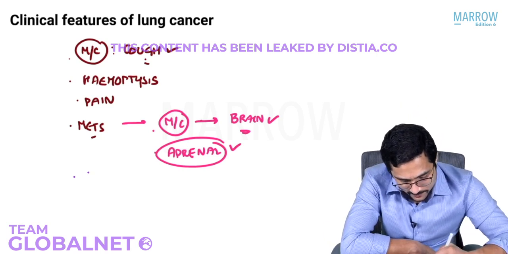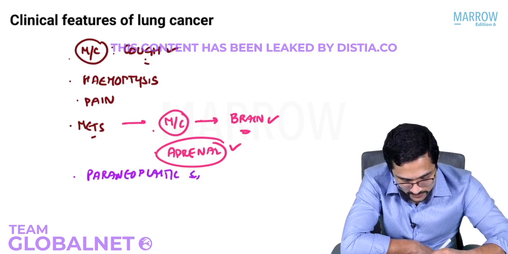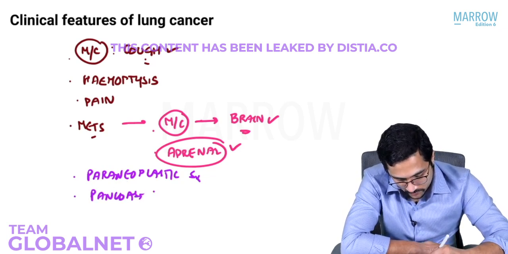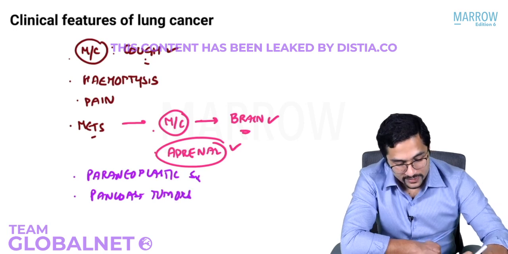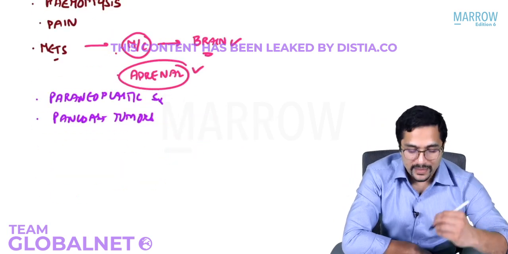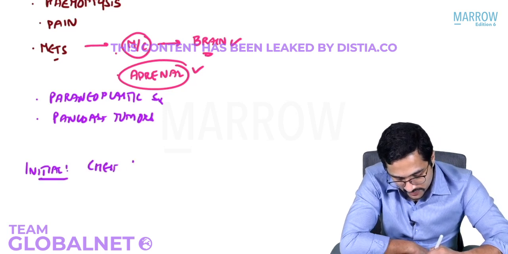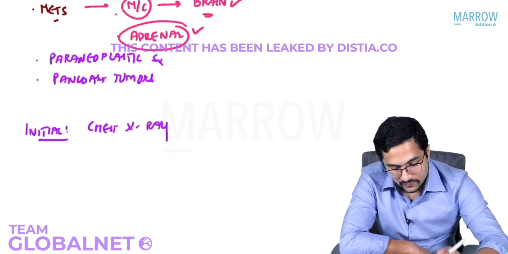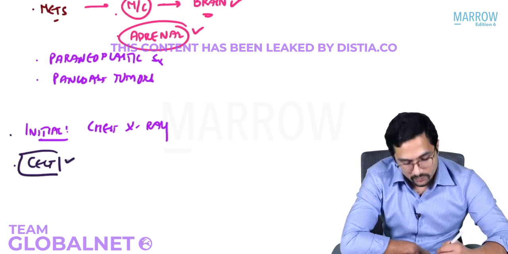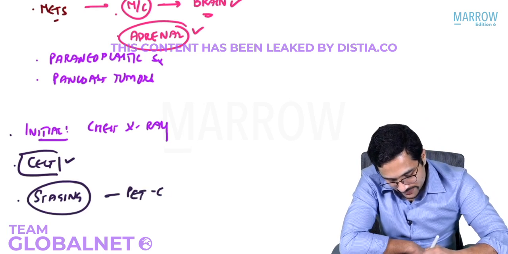We've already discussed that these patients can come with paraneoplastic syndromes. And there can also be Pancoast tumors which can present with Horner syndrome as well. So these are the clinical features of lung cancer. Whenever you get a patient where you're suspecting a lung cancer, the initial investigation which we'll order is a simple chest X-ray. A CECT can also be done, which will tell us about the tumor. And for staging purposes, we need to do a PET-CT.